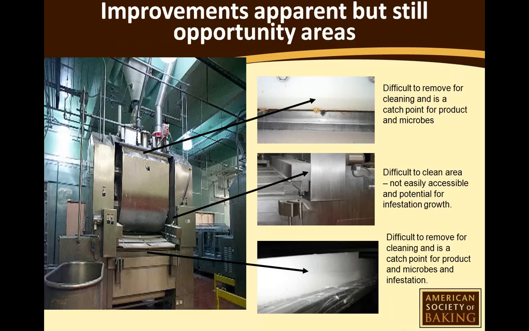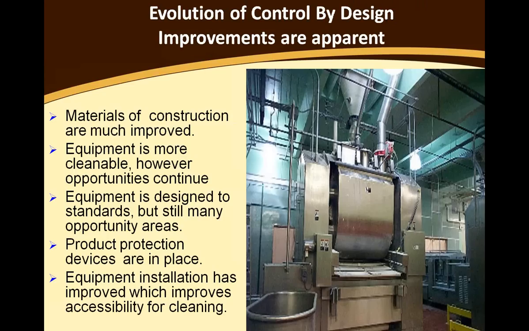The evolution of design improvements are apparent. As you can see, the manufacturing equipment has continued to improve with regards to hygienic processing. The materials of construction have changed from mild steel to stainless steel, limited painted and coated surfaces, and sanitation and maintenance considerations are much improved. The new equipment incorporates food safety, worker safety, and functionality, but still there is a lot of room for improvement.